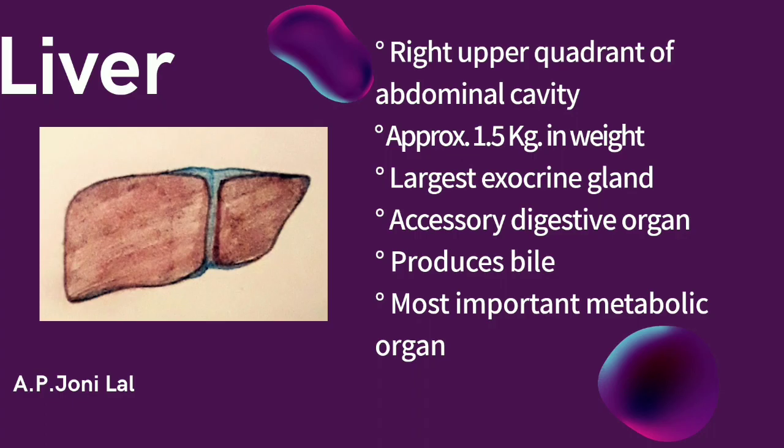The liver, which is present in the right upper quadrant of the abdominal cavity, weighs approximately 1.5 kilograms. It is the largest exocrine gland, and exocrine glands are ducted glands which secrete a secretion, and here it secretes bile juice. It is an accessory digestive organ.